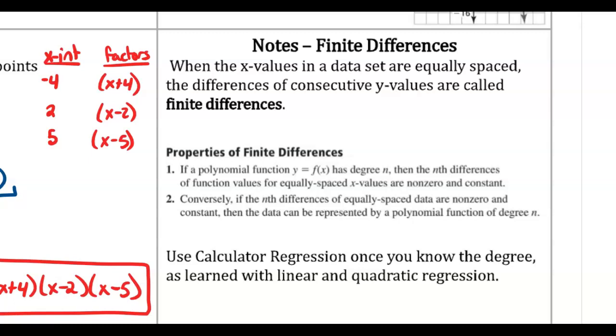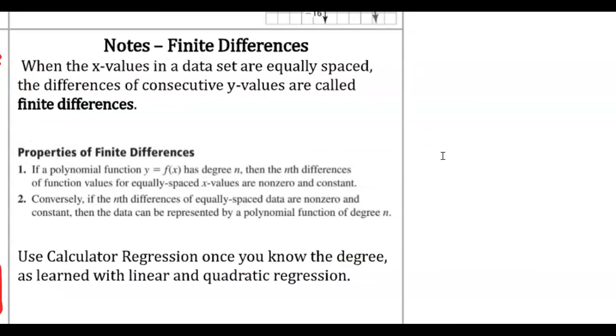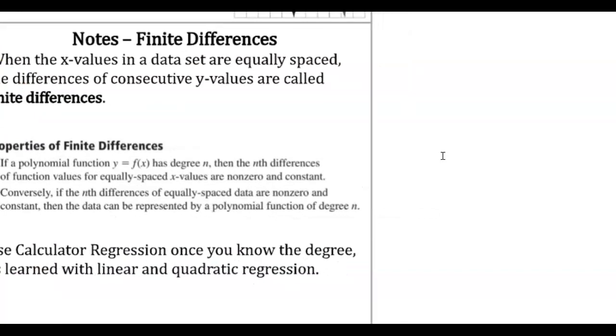Okay, so now we're going to talk about finite differences. When all of the x values in the data are equally spaced, so the x values go by ones or twos or fives or something the same amount, and if the differences, so subtracting the y values, are the same or have a pattern, then it's a finite difference. We've already learned something about this. We've done this in the past.